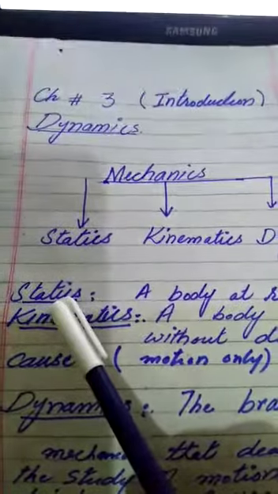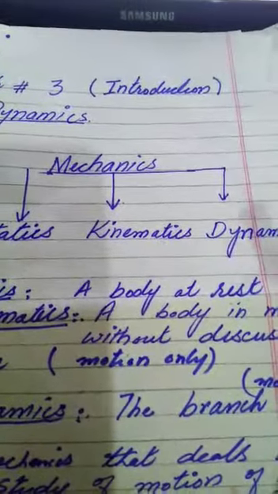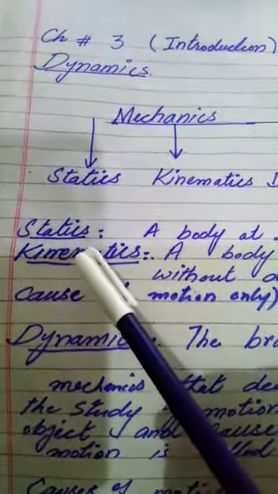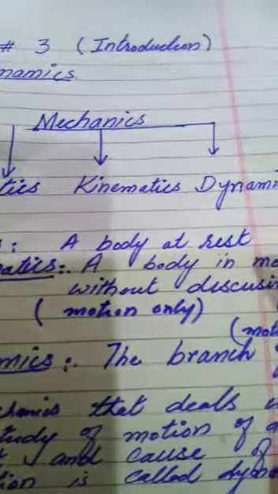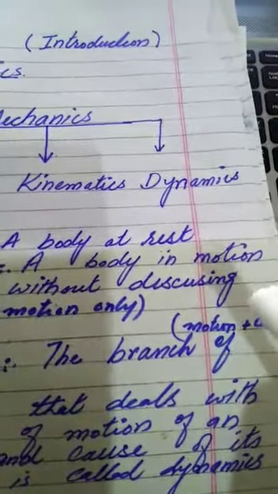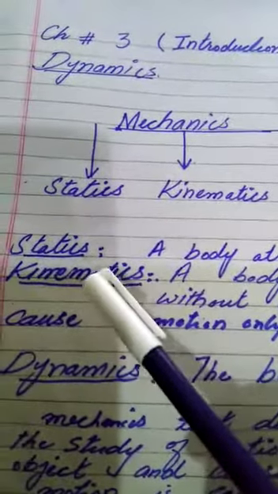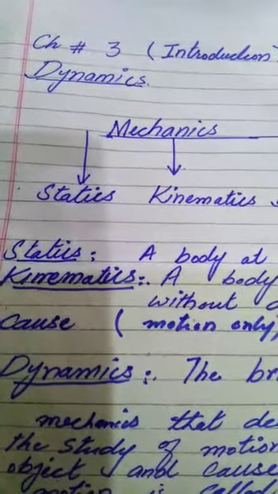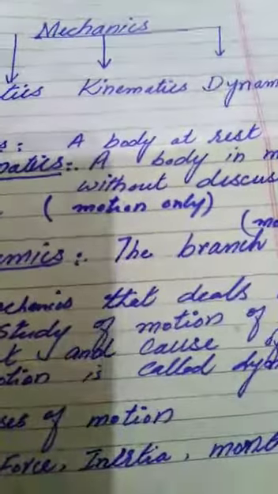What is statics? Statics deals with a body at rest with respect to a frame of reference. And the second, kinematics. Kinematics we read in the previous chapters. It deals with a body in motion without discussing its cause. In kinematics we only discuss the motion, not its causes: how it moves and stops. But in dynamics we discuss the motion and its causes.